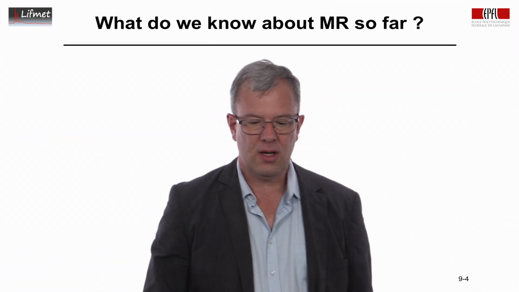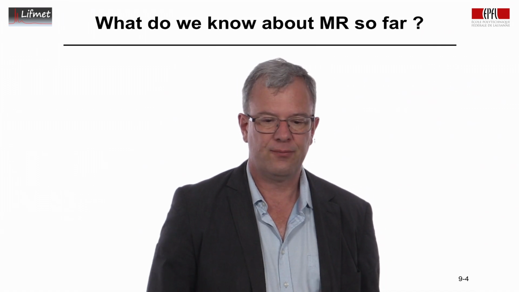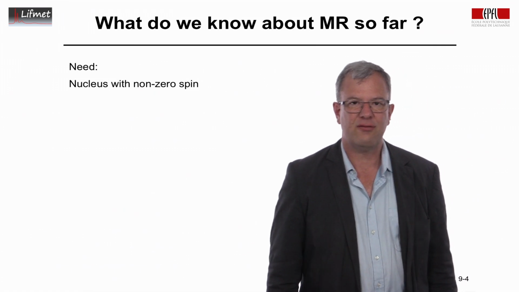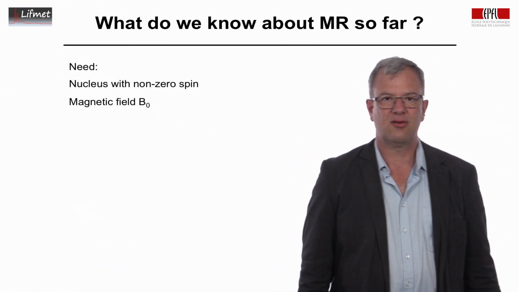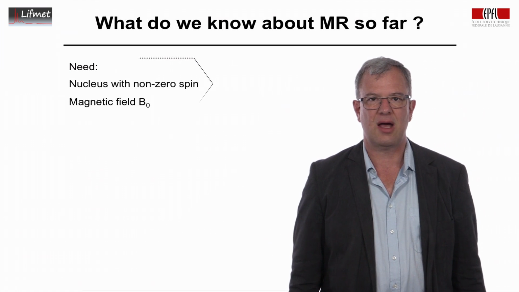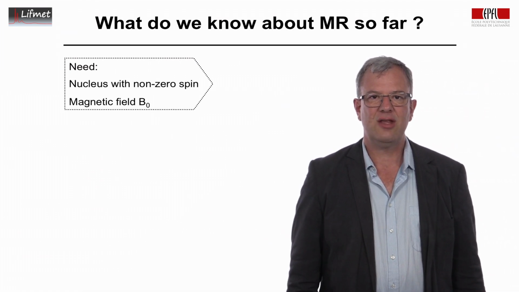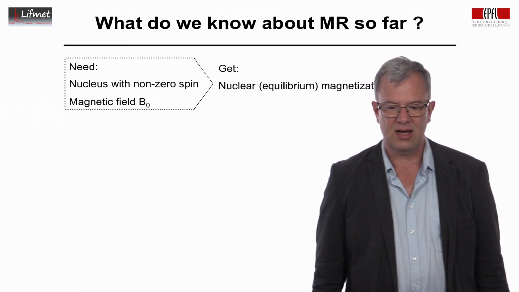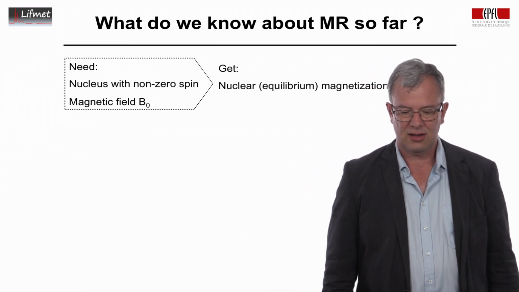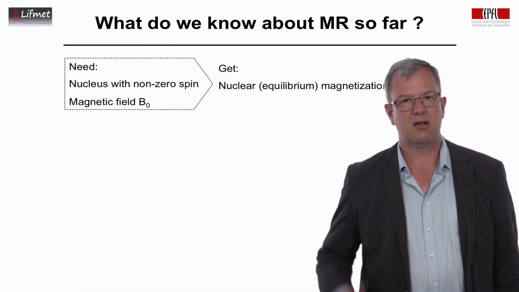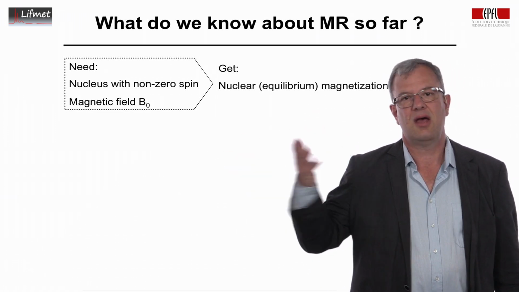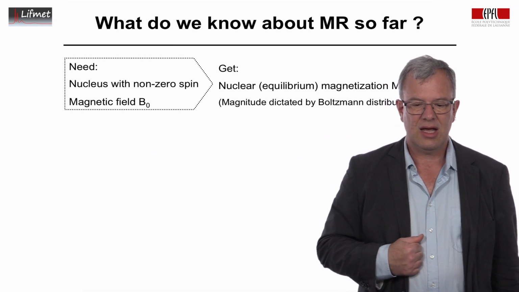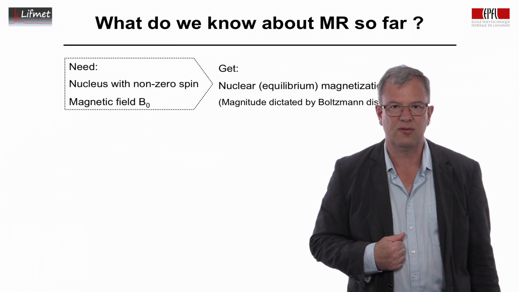So let's recap what we know about magnetic resonance so far. What we have seen is we need a nucleus with non-zero spin, so we have a magnetic moment, and we need an external magnetic field that's generated by our magnet. If we have these two ingredients, we put our subject into the magnet, then we get a nuclear equilibrium magnetization that builds up after a certain time. You can always picture you go into the magnet, and after a while your body builds up this nuclear equilibrium magnetization. Its magnitude is dictated by the Boltzmann distribution.